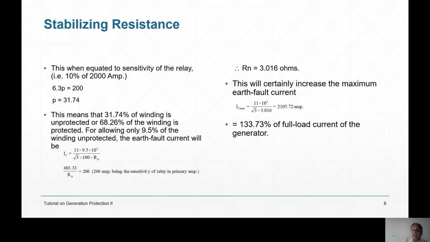Nobody will look after that 31.74%. If an earth fault occurs in 31.74% from neutral, nobody will protect. No relay will protect. This is not at all allowed. This cannot at all be allowed. This is not a protection practice. Right?